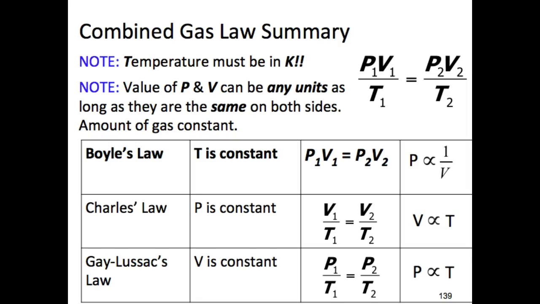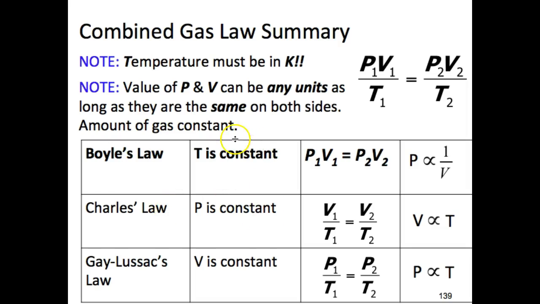So the combined gas law now is just taking all three laws and putting them together. We have P1V1 over T1 equals P2V2 over T2. Remember, the temperature value must be in Kelvin. And pressure and volume values could be any units. It doesn't really matter as long as both sides are the same. So if I'm picking a pressure in kilopascals, I have to have the other pressure in kilopascals. If I have one volume in decimeter cubed, I need to make sure the other volume is in decimeter cubed, not centimeter cubed. They have to be matching in terms of the unit.